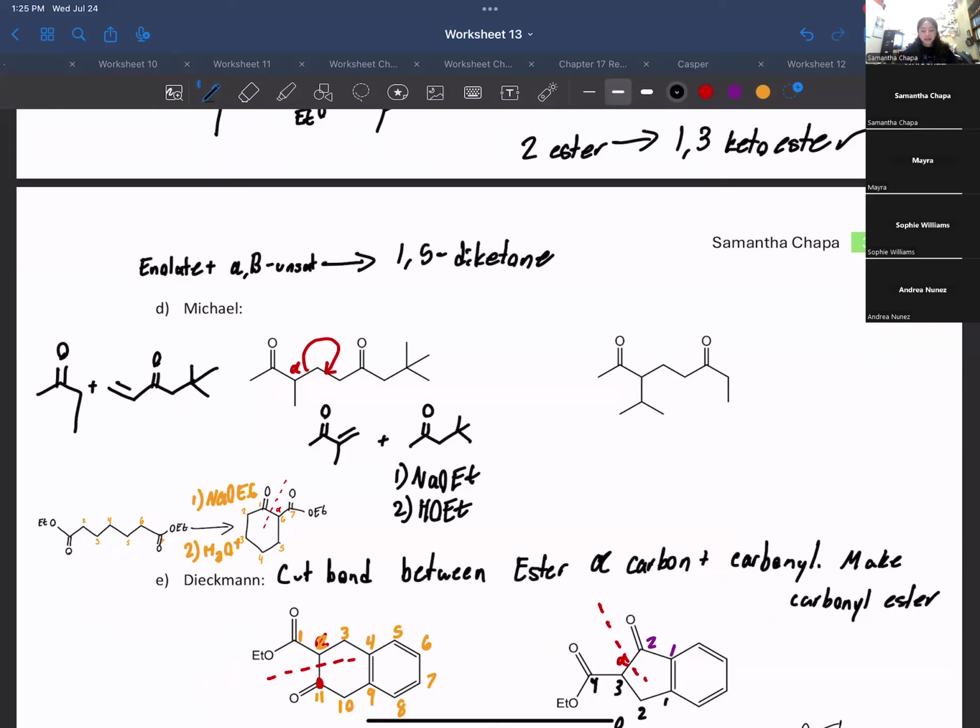And using that alpha, beta unsaturated. So those are 2 ways that you could have made that product. And on your test, they'll only be expecting you to do one way, but we know all of the ways that you can make this product, and so either way you chose to do it, we'll mark it correct if it's correct. Any questions for this one?